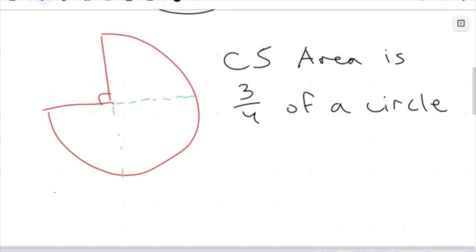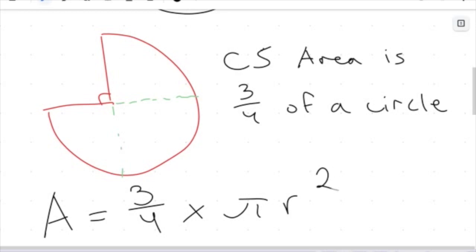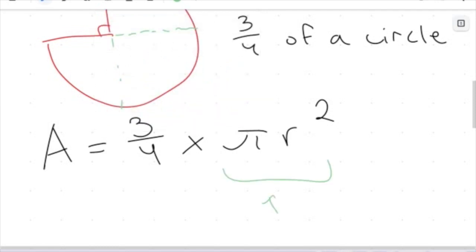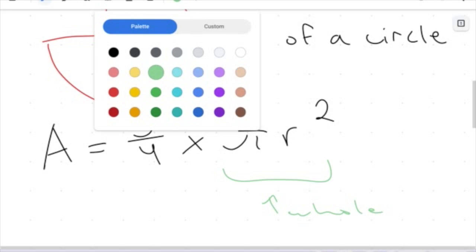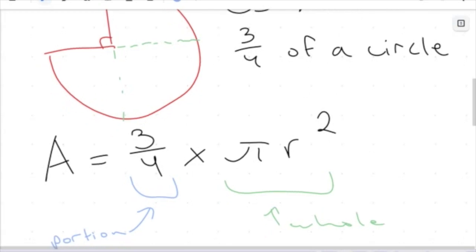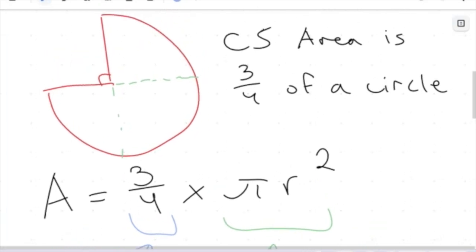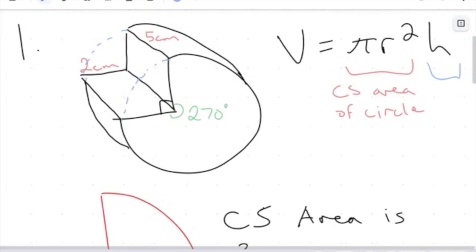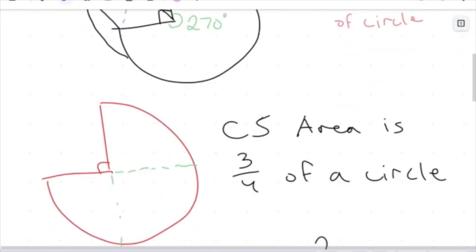So that area, A, is going to be 3/4 times pi r squared, because I have my whole here, and I have my portion of the whole here, because this is a sector. The cross section here is actually a sector. It's not a full circle. It's a chunk taken out of a full circle. So in doing this, we want to first label, what's our radius going to be? Well, that is this length here. It's stretching from the middle out to the edge. So our radius here is 2 centimeters.